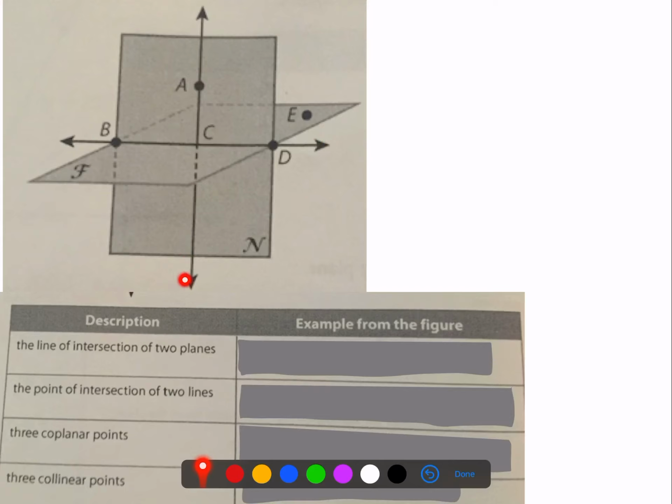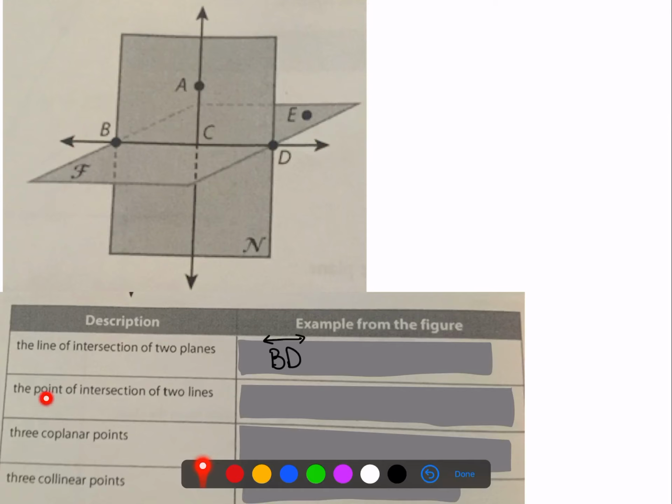Well, if I look at this, plane F is right here, and line BD is parallel with both edges of it. Along with that, it looks like plane N goes right through that as well. So therefore, the line of intersection of these 2 planes would be line BD. Now, you can also name it line BC or CB or DC. Lots of different answers for this, lots of different configurations, but we need to know that it is this line right here.